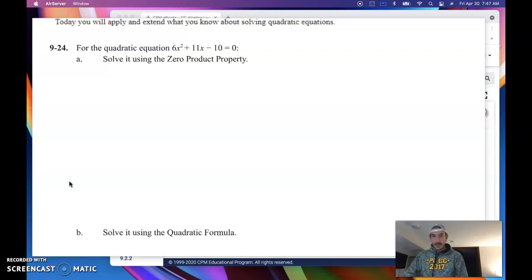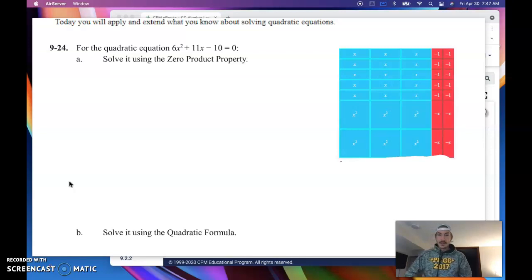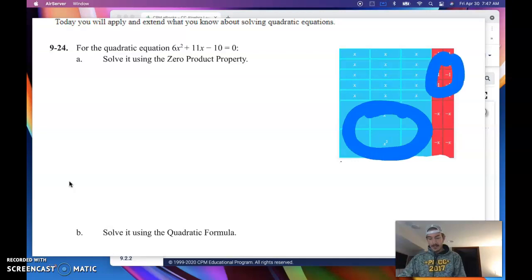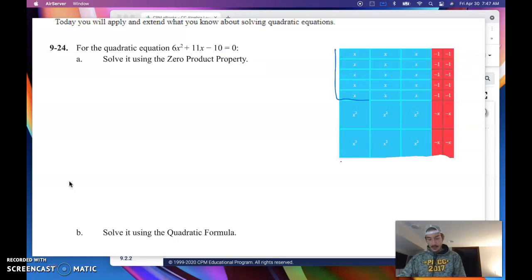Alright, so my algebra tiles look like this. As you can see, I've got the 6x squared, I've got negative 10, and I've got those built in. Here is my 6x squared, and here's my negative 10. But then I built 11x using some positives and some negatives. I've got what appears to be 15x right here, and then I've got negative 4x right here. And remember, 15x minus 4x does work out to be 11x, so I am okay to do that. I'm not breaking any rules.